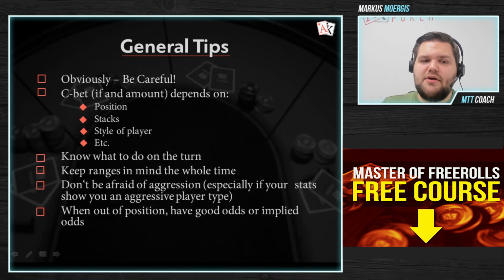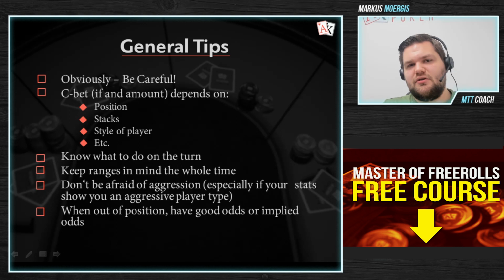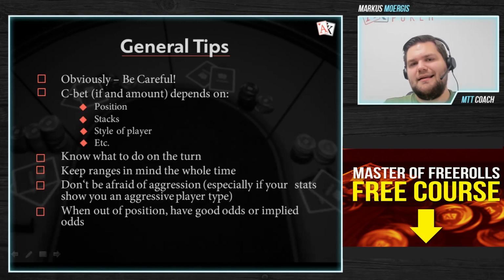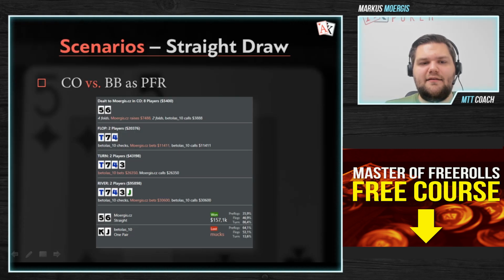And then when you're out of position, make sure to also have a plan, and have good odds or at least implied odds. Maybe you just have the gutshot there, but you're in the big blind and it's not expensive to continue, and then you have good implied odds, because if you hit that gutshot, it might be a bit disguised, and therefore it will be easier for you to create value out of that hand.